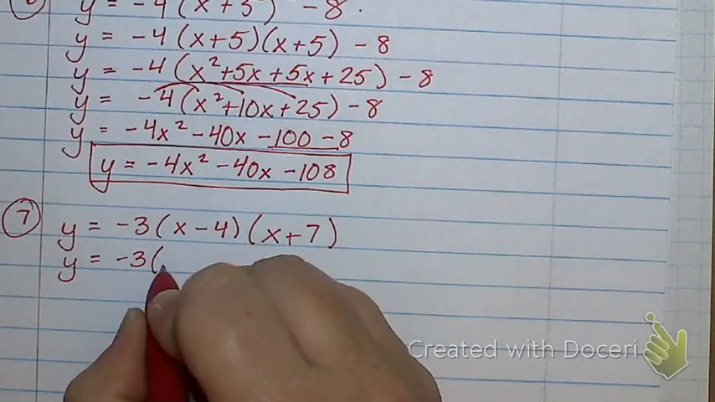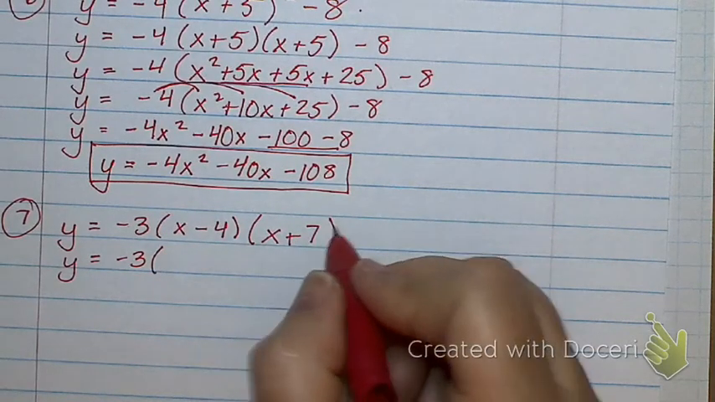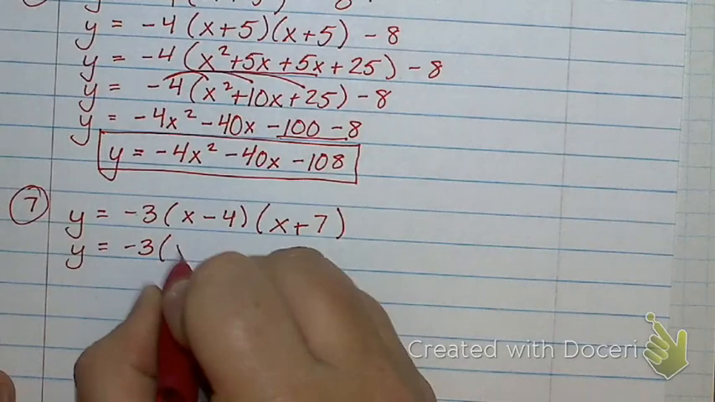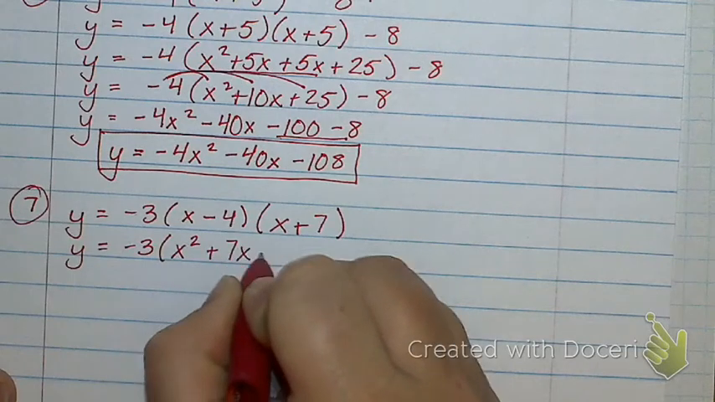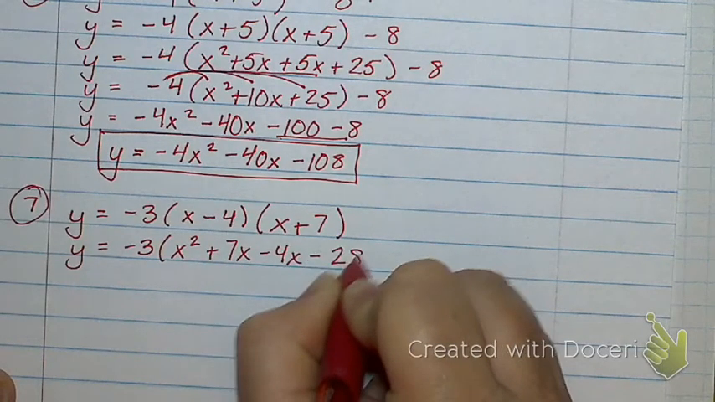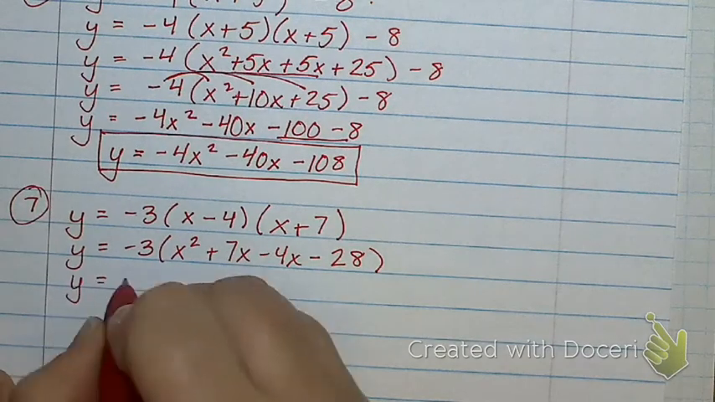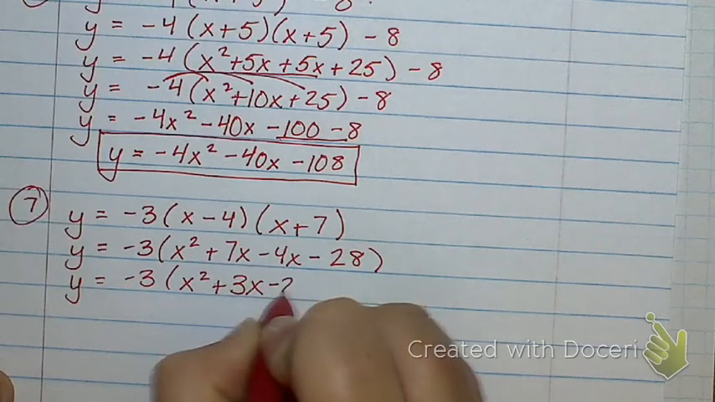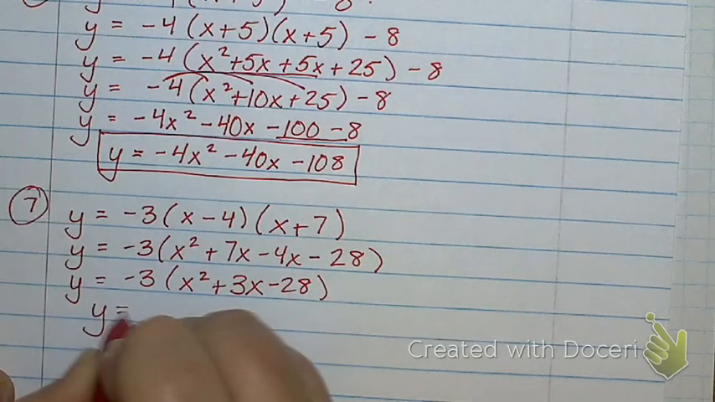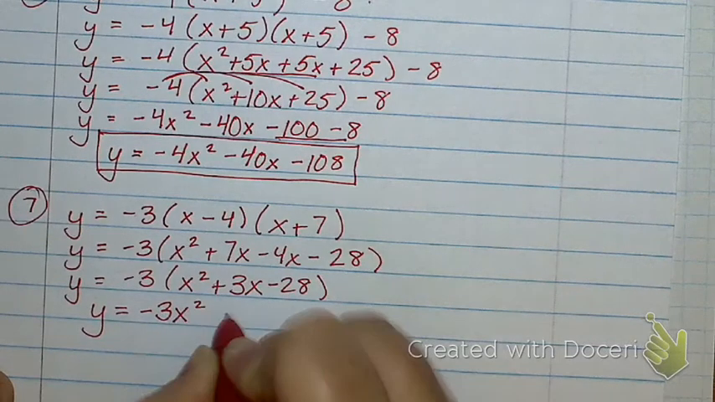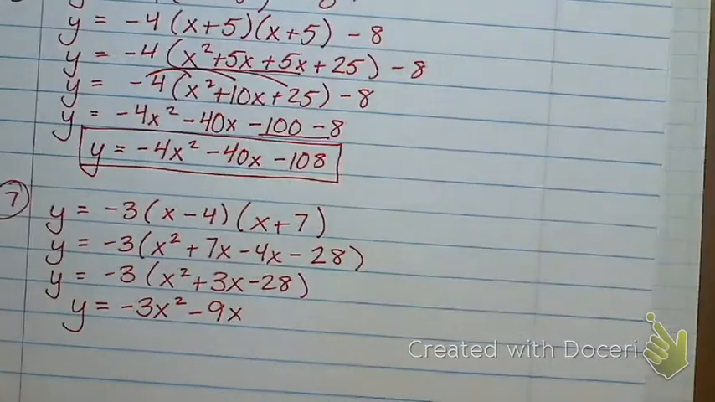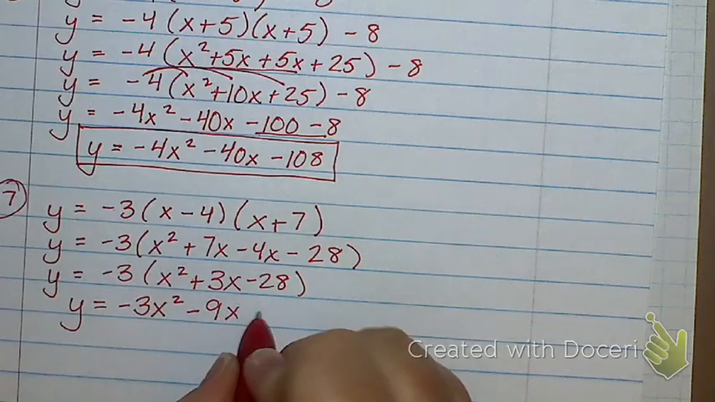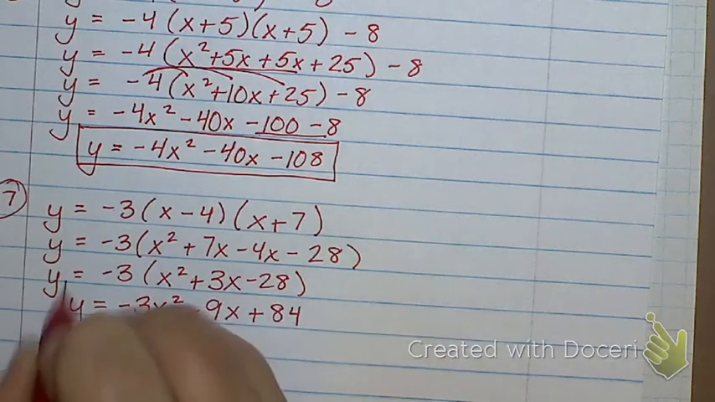What form is this? This is intercept form, but the instructions are still rewrite it in standard form. So I'm still going to multiply it all out. I have x squared plus 7x minus 4x minus 28. Combine my like terms: x squared plus 3x minus 28. And then distribute that -3: -3x squared minus 9x, and 3 times 28 is 84, and a negative times a negative is a positive. So there's my standard form.